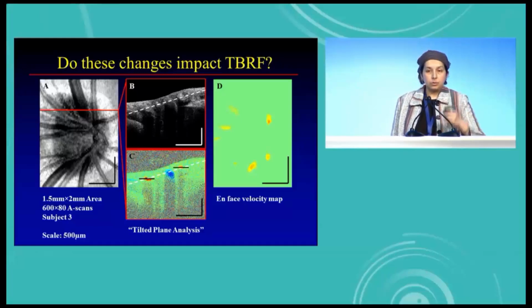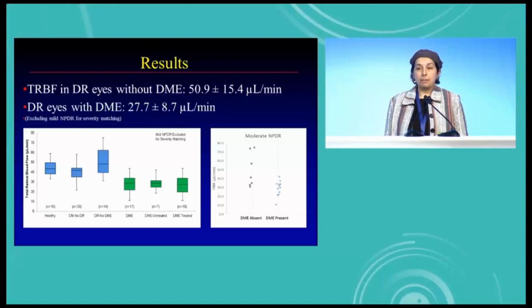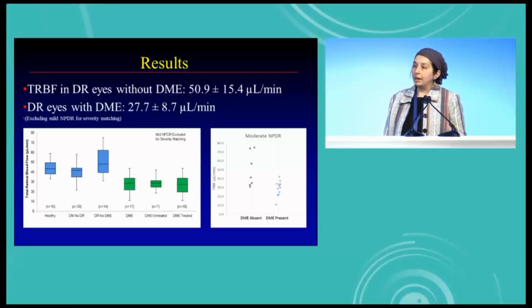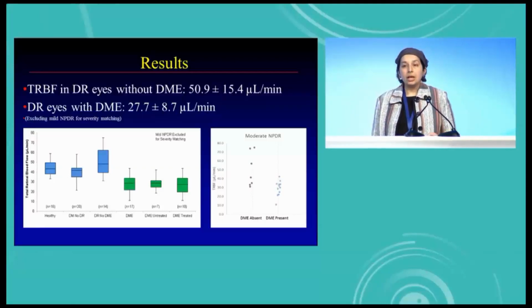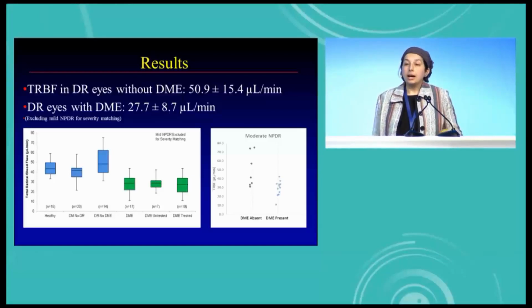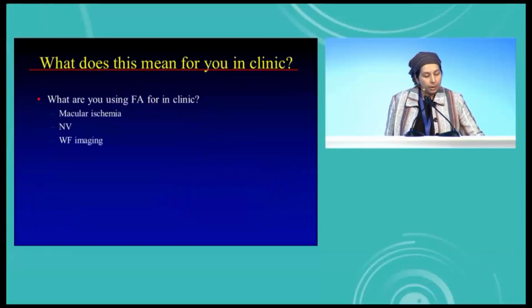And again, Professor Fujimoto will present this in much greater detail, but especially in patients with diabetic macular edema, we start to see that there is a reduction in total retinal blood flow. And this is interesting because for all of us who are used to looking at wide field imaging, we do start seeing this in patients with DME, where we're seeing a lot of capillary dropout in the periphery, so it intuitively makes sense that would mean a reduction in the total retinal blood flow.